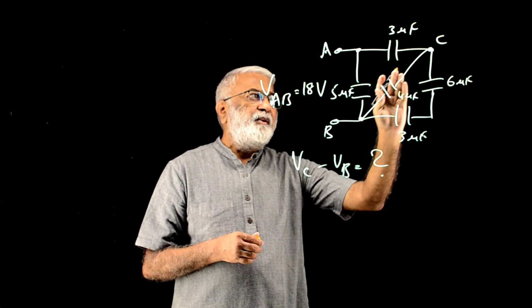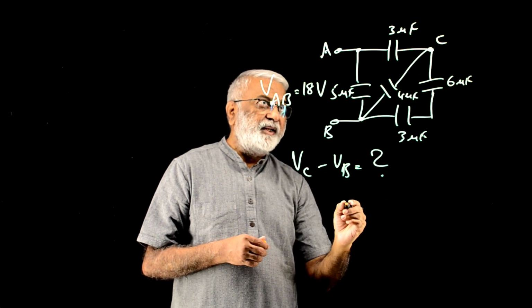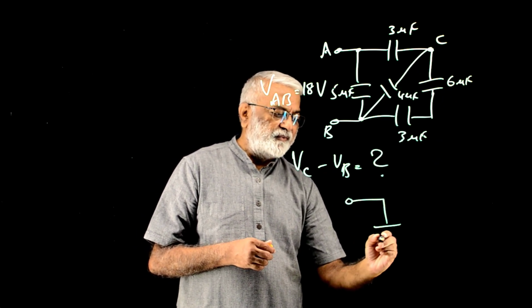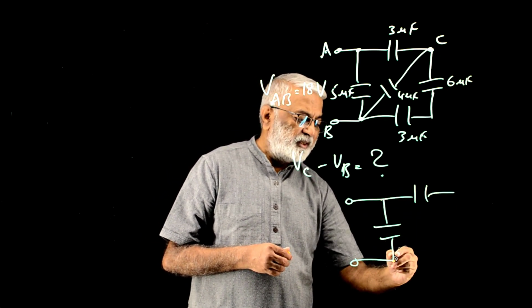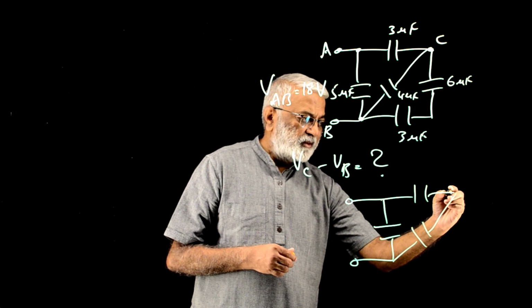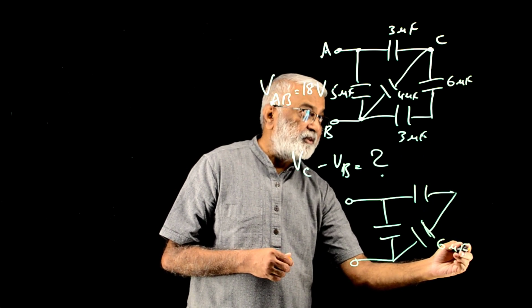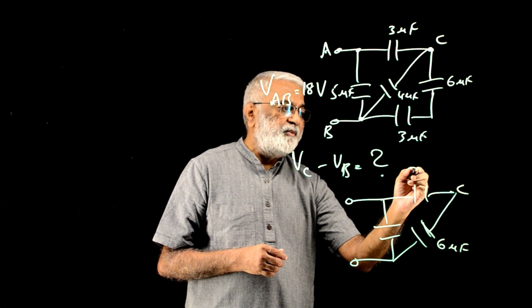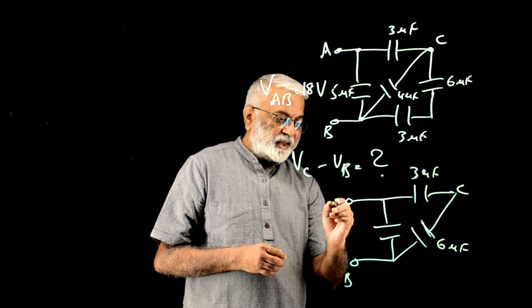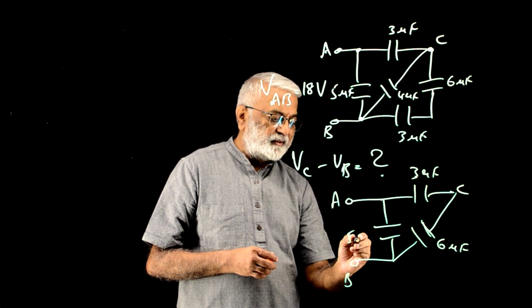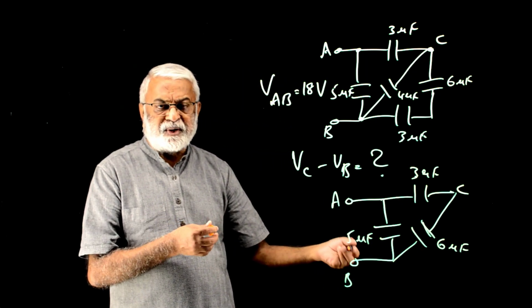Now, if you remember earlier, you replaced all the 3 by a 6 microfarad capacitor, right? This is what we had. So this is 5 microfarad capacitor and this is 3 microfarad capacitor, and all these 3 capacitors got replaced by a 6 microfarad capacitor. So this is 3 microfarad. So this is B and this is A. This is 5 microfarad. This 5 microfarad is in an independent branch.